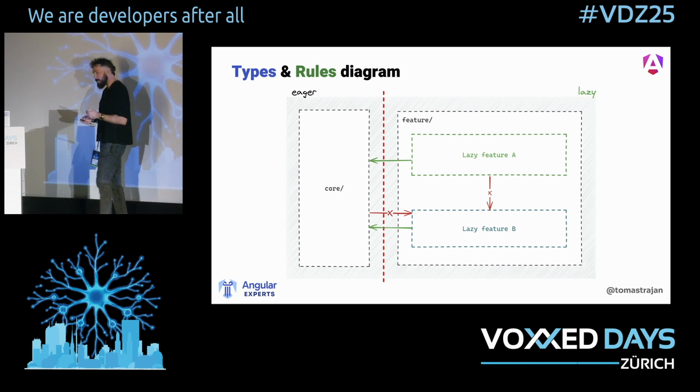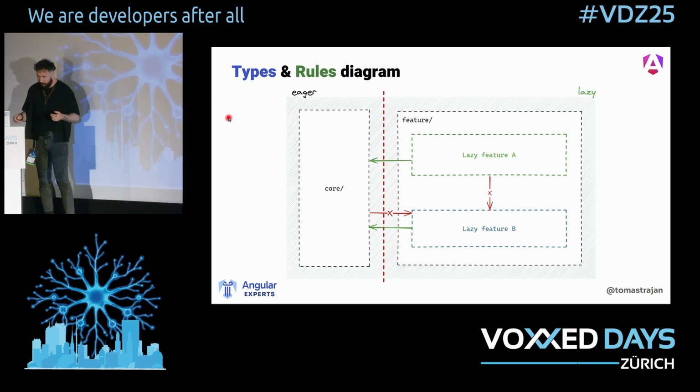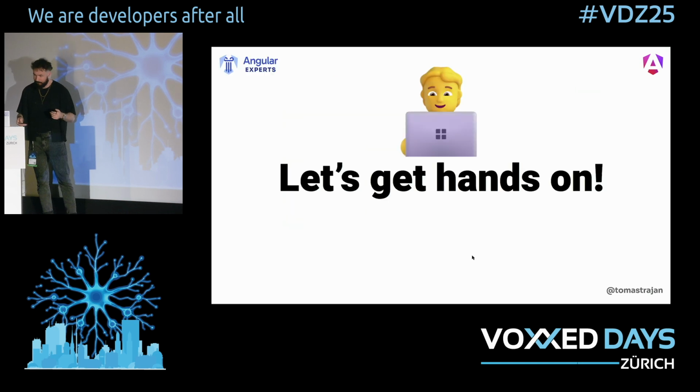So it's a good starting point. So we see the eager part, core cannot import from feature, features can import from core, and the features cannot import between themselves. Great. So how can we implement this?